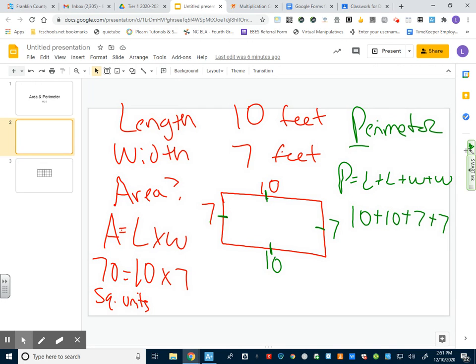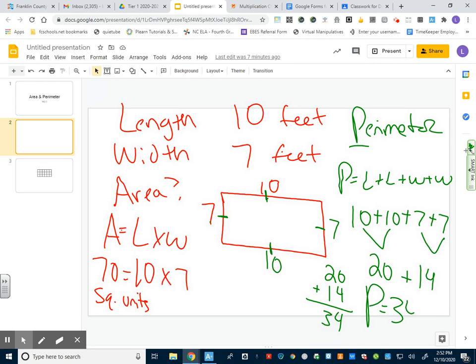Let's look and see what we get. Well, 10 and 10 is 20. 7 and 7 is 14. So if I add 20 plus 14, I get 34. The perimeter is 34 units. That is the distance around the outside of a shape. So in this case, the same rectangle has an area of 70 square units and a perimeter of 34 units.